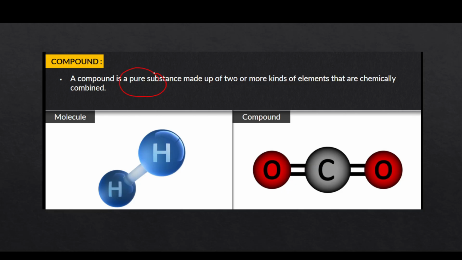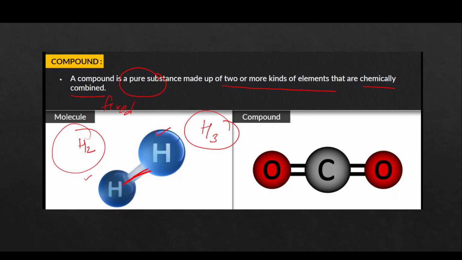Now, next is compound. A compound is a pure substance made up of two or more kinds of elements that are chemically combined. For example, here you can see hydrogen gas. There are two hydrogen elements combined with a bond. So this is a compound. They are combined in a fixed ratio, like H2 makes hydrogen gas. If we combine three hydrogen atoms, it will not make this compound.